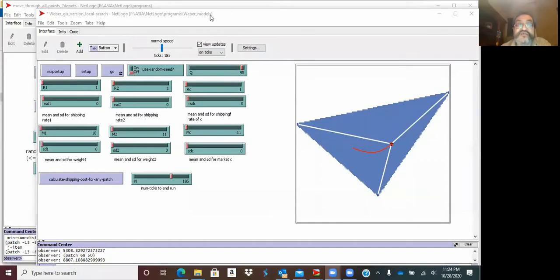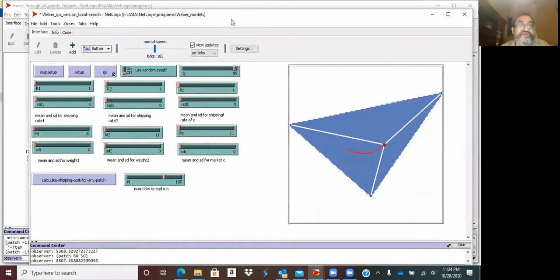Now, the second kind of simulation we're going to learn in this course is called spatial simulation. Spatial simulation has to do with human culture issues. Now, one example here is the famous Weber's location triangle.